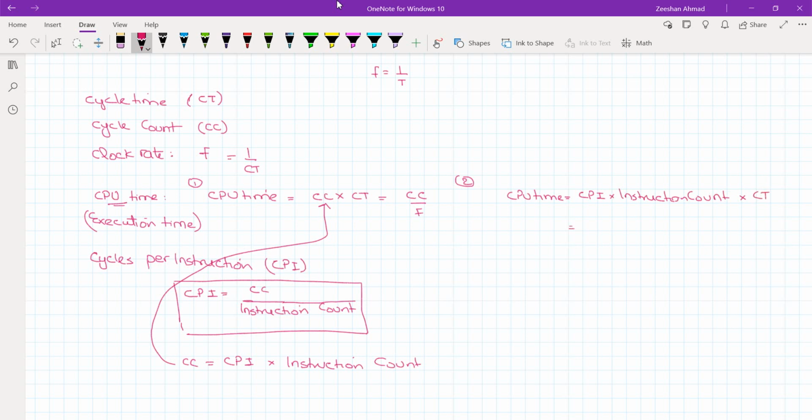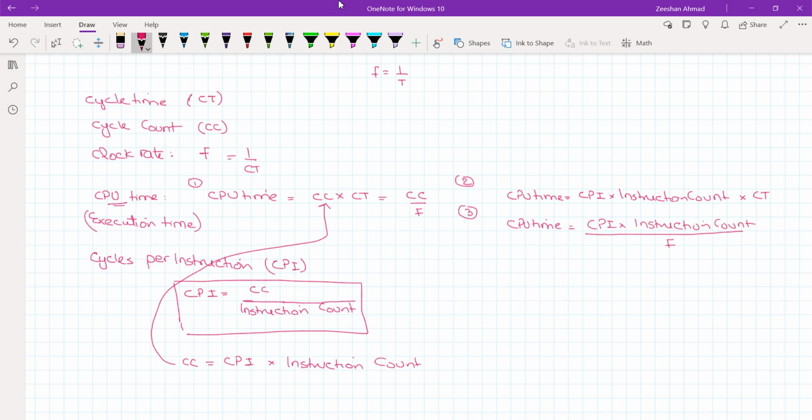We can also write it like this, maybe there's a third formula: the CPU time will be equal to CPI multiplied by the instruction count. The cycle time is equal to 1 over clock rate, so we can say this is our clock rate here. So these are the three formulas we have here.